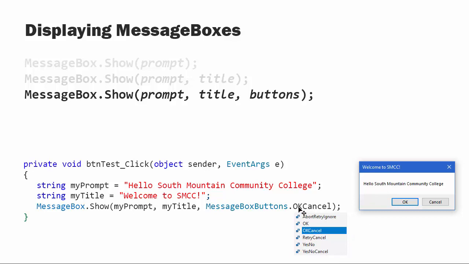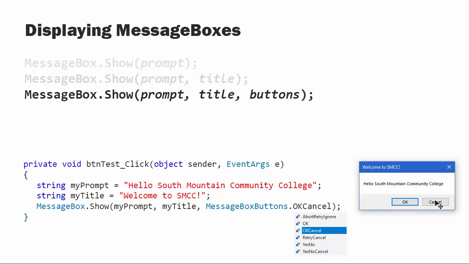So here, instead of just the default OK, I chose to display the OK cancel, and you can see how that's changed my message box display. Again, the user can click on OK, they can click on cancel. Both of those would dismiss this message box and go on, but down the road we'll see how we can do different things based on whether they chose OK or cancel.